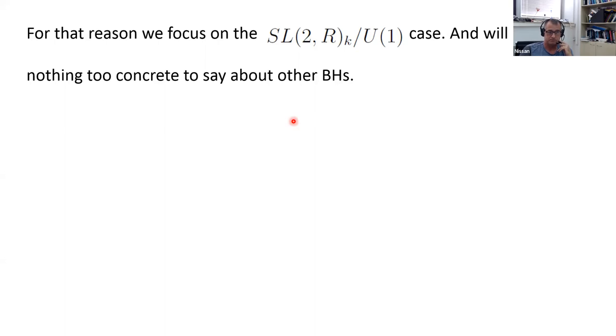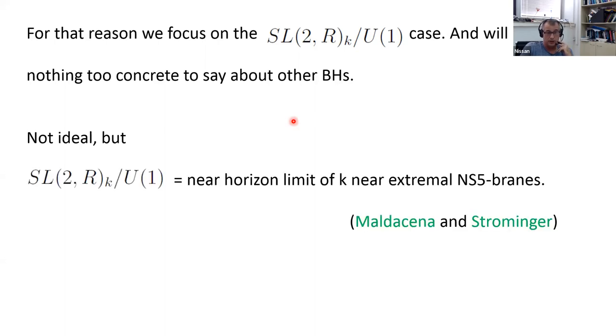This is definitely not ideal. I cannot say anything about Schwarzschild. But one thing you should keep in mind is that this two-dimensional black hole is the near horizon limit of K near-extremal NS5 branes. So this is a black hole that does appear in 10-dimensional type IIB string theory. So if we can say something about this, then, while it's not Schwarzschild, it is still interesting, at least in my opinion.